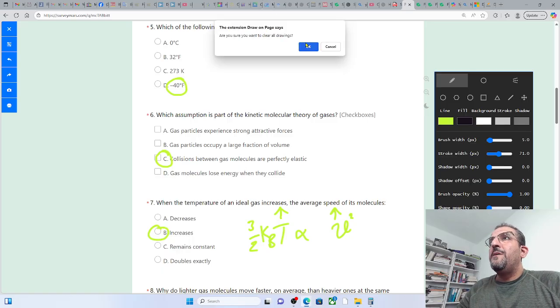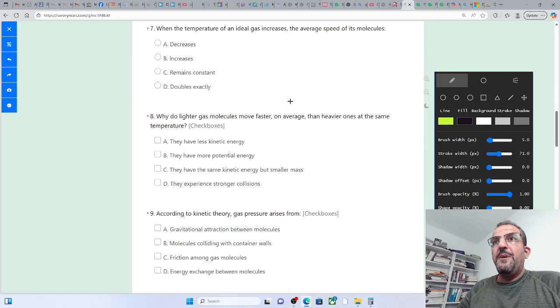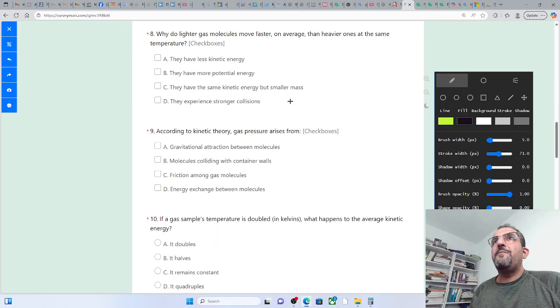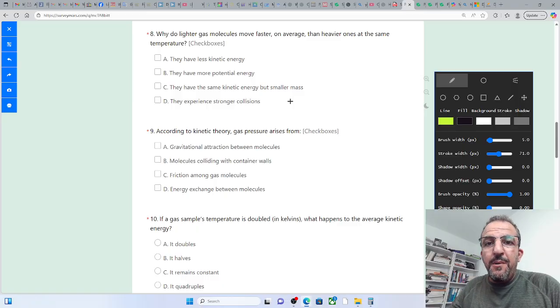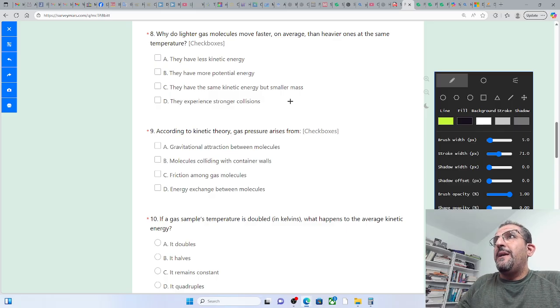Going to move to number 8. In number 8, why do lighter gas molecules move faster on average than heavier ones at the same temperature?